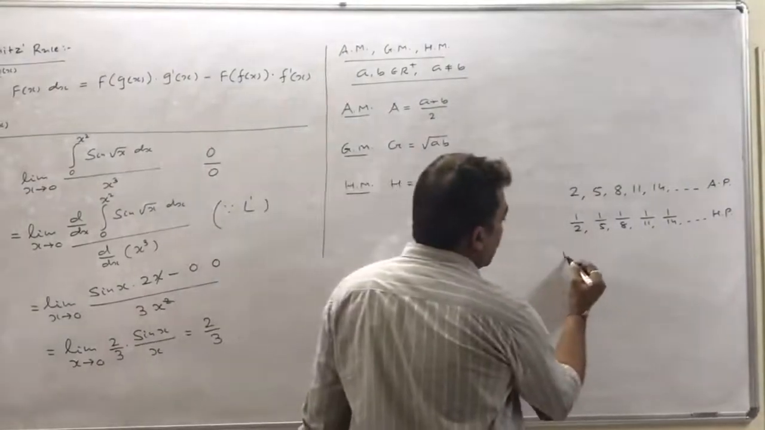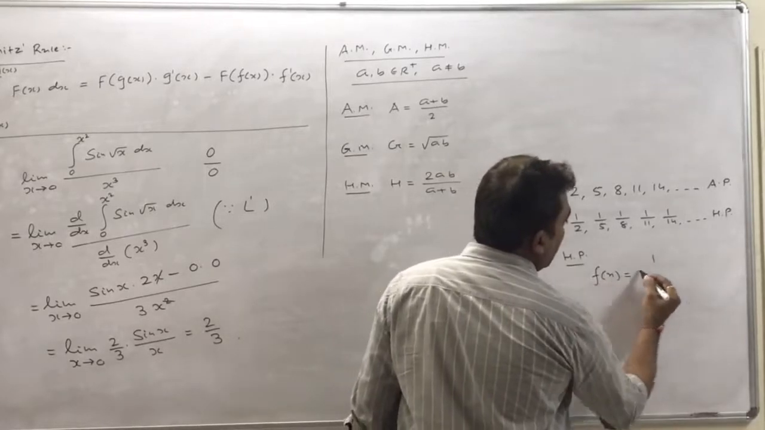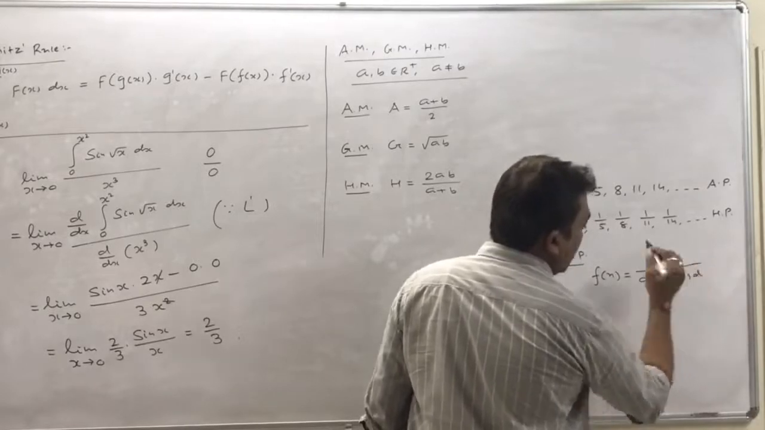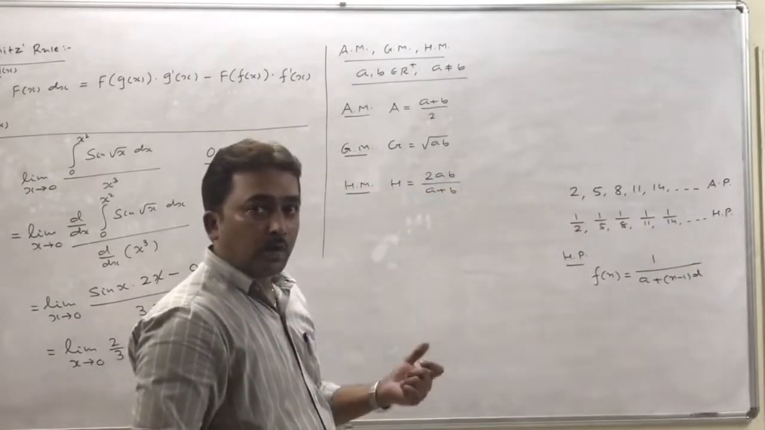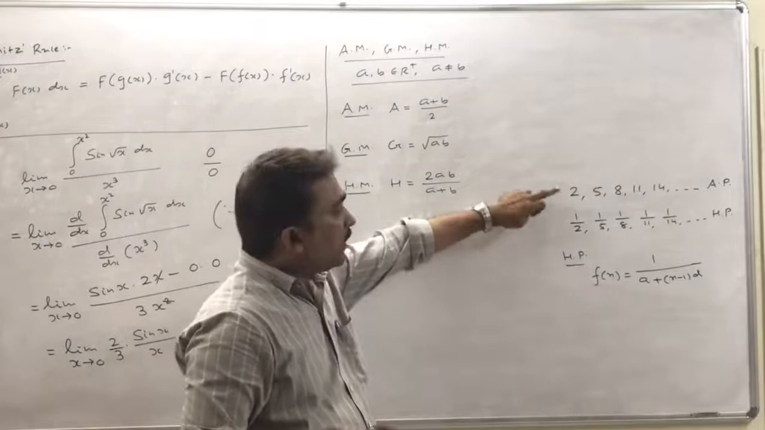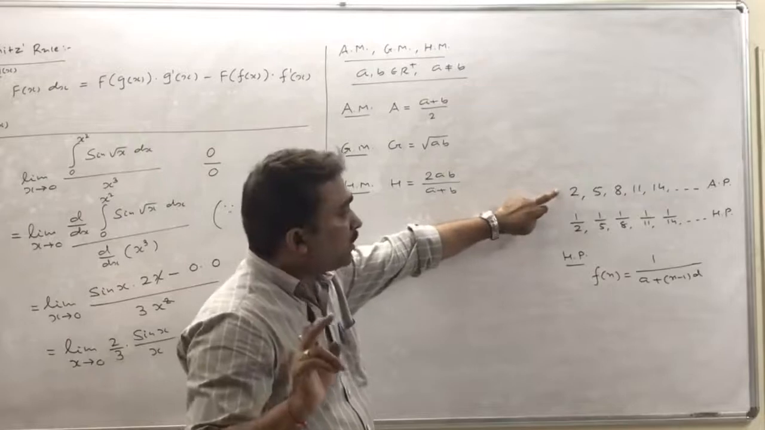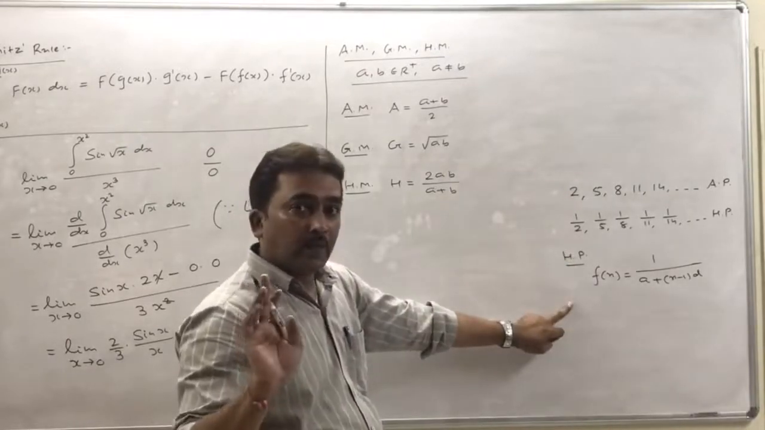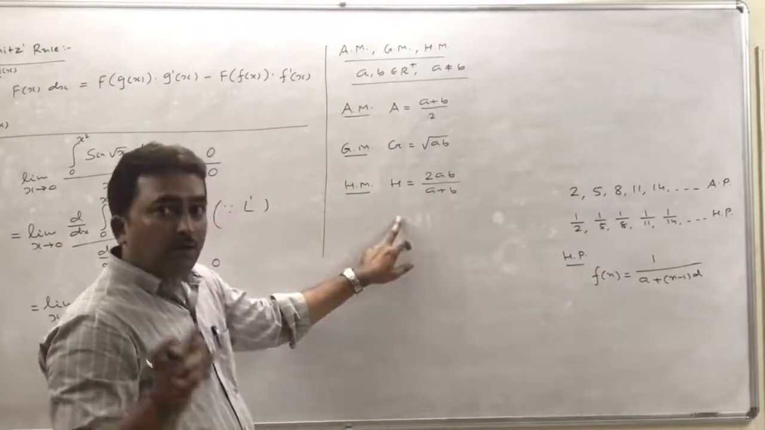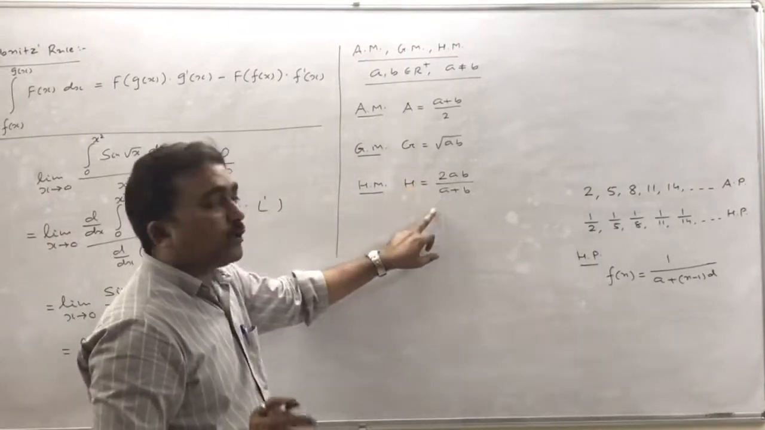And for harmonic progression, the formula for its nth term is always 1 upon A plus n minus 1 into D. Reciprocal of AP is called harmonic. But here it is necessary that a harmonic sequence is possible if and only if all the terms of the arithmetic sequence are non-zero. Only if non-zero, harmonic is discussed. Remember this point. And for this sequence, if we want to find the harmonic mean of two numbers, it is denoted by capital H. It is 2AB upon A plus B.